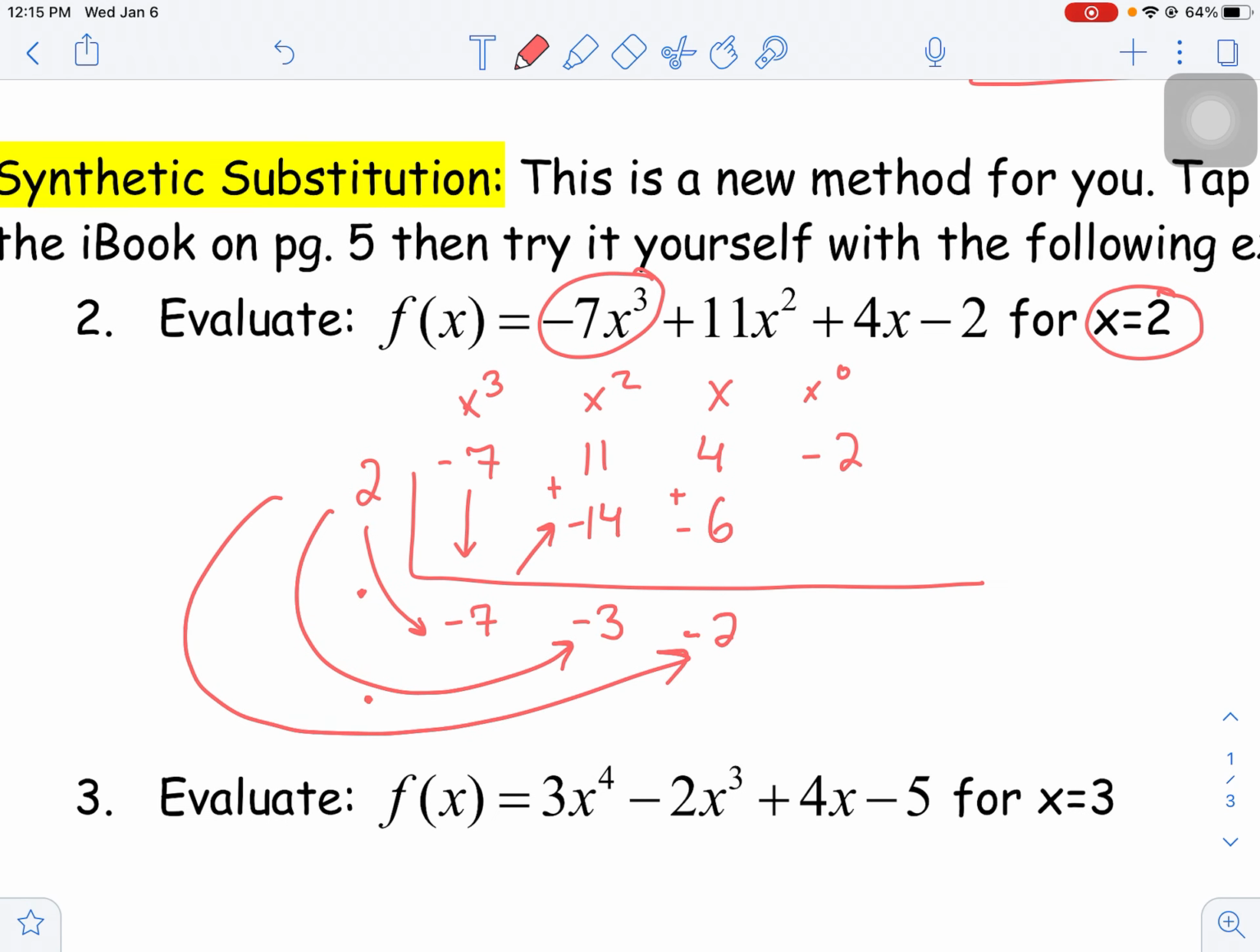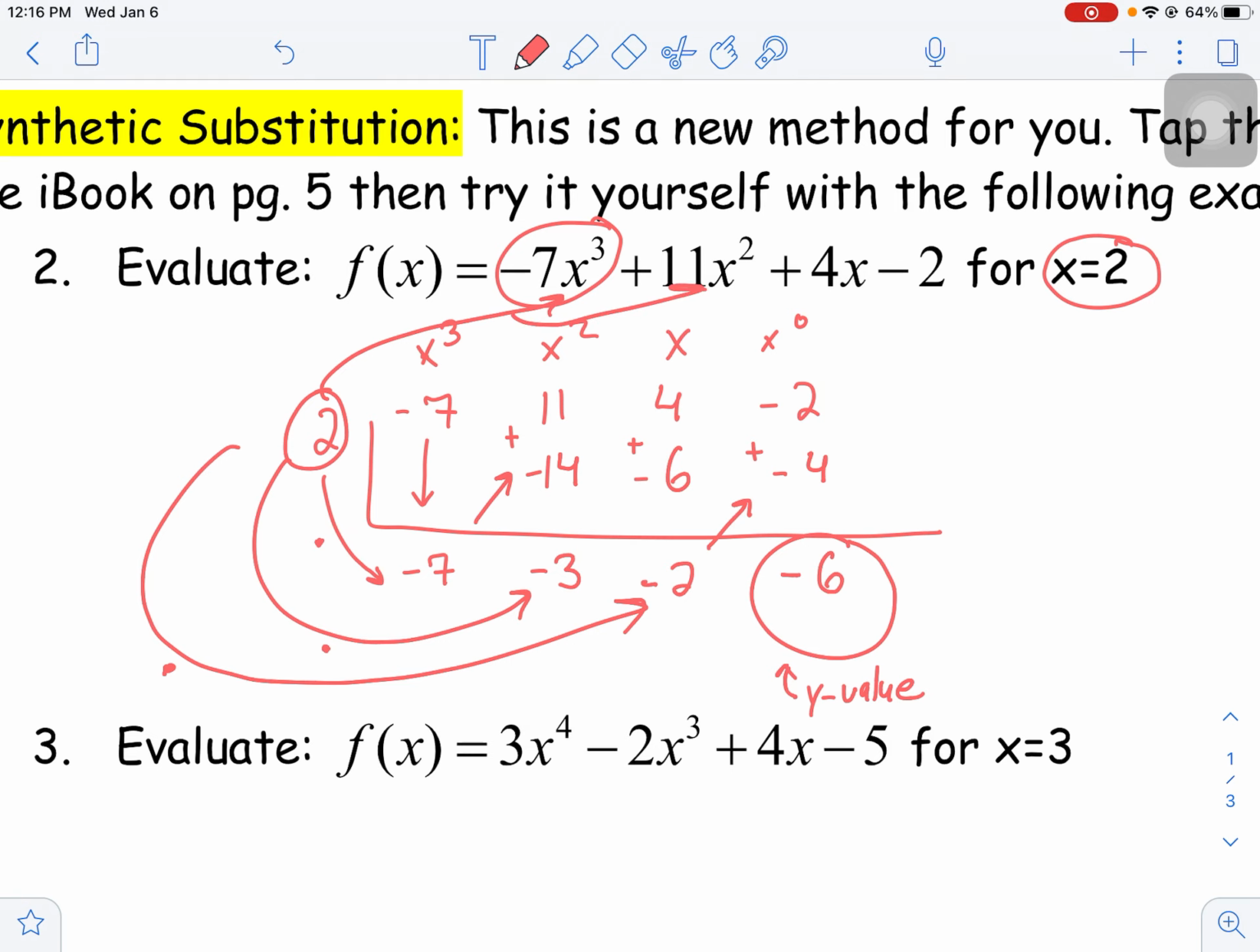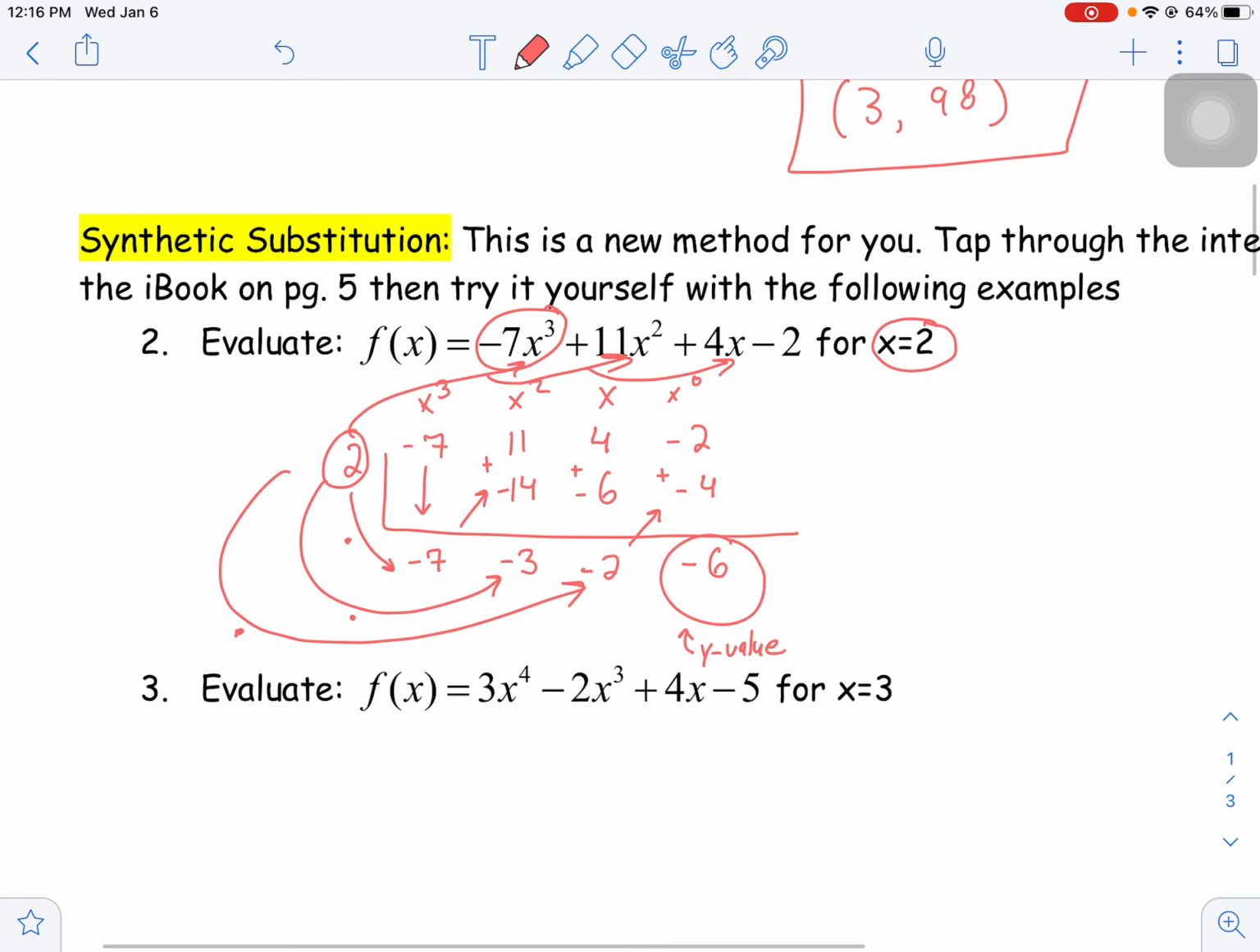One more time, we're going to multiply by 2. You're going to get negative 4. You add these two down, and negative 4, negative 2 is going to give you negative 6. This negative 6 right here is the y value. Okay, so just as if we plugged 2 into this equation, what you would get out is negative 6. So the point we have is 2 comma negative 6. And that's exactly how synthetic substitution works.